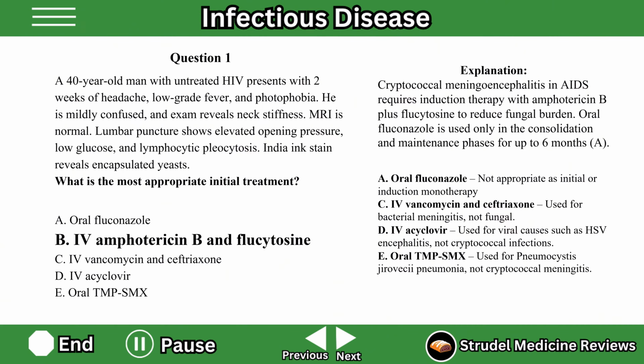The other answer choices are incorrect. IV vancomycin and ceftriaxone is used for acute bacterial meningitis, not fungal meningitis, as is the case here. D, IV acyclovir is used for viral causes like HSV, but not cryptococcal infections. And then E, Bactrim is used for PJP pneumonia, which is an HIV-defining illness, but not cryptococcal meningitis.